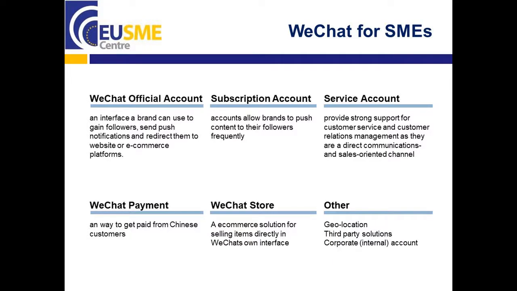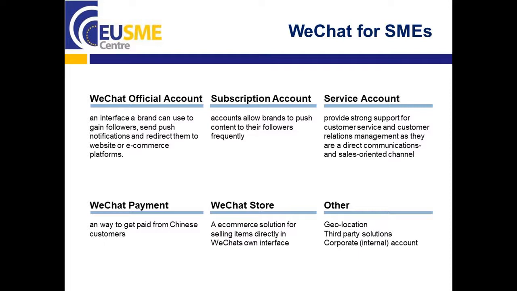So basically, WeChat payment ties to what we talked about with the QR codes, so people can scan the QR codes or they can pay online. So the basic idea is like that. And WeChat store is an e-commerce solution for selling items directly in WeChat. So you can just have a mini store so that people can use WeChat to browse information as well as buy directly. So that's the basic concept of it.